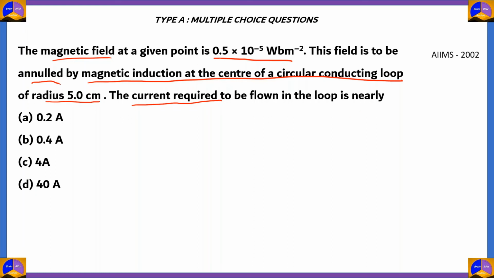So since the magnetic field is already given as 0.5 into 10 raised to minus 5, we need to cancel that magnetic field by producing an equal and opposite magnetic field at the center of this loop. So therefore, the value of B will be equal to 0.5 into 10 raised to minus 5, and the radius will be equal to 5 centimeters, and we need to find the current. Again, we use the formula B is equal to mu naught I divided by 2R, the magnetic field at the center of a current carrying coil. So let's plug in the values.